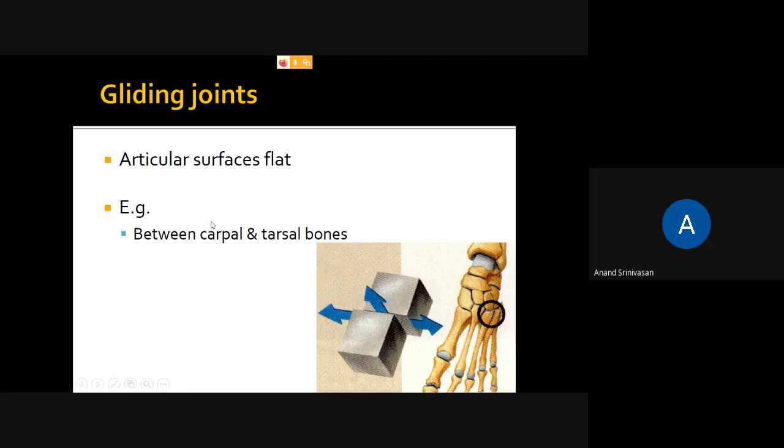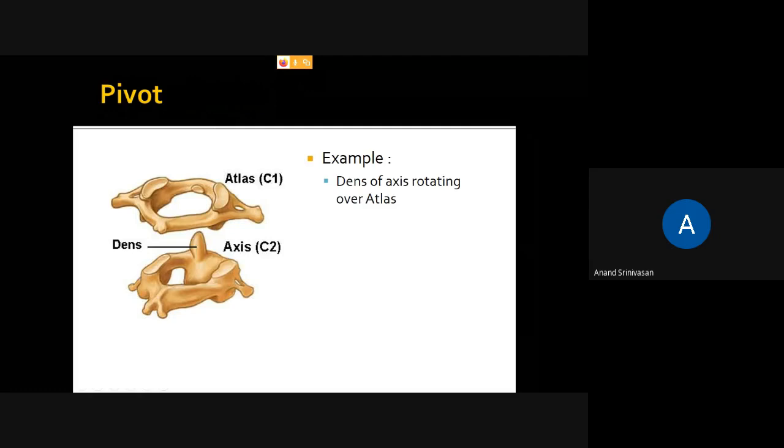Similarly, carpal is for the wrist. So between the carpal bones also the gliding joints are present. The next joint is the pivot joint. So what happens here? There is one projection, and the above bone rotates on this projection.